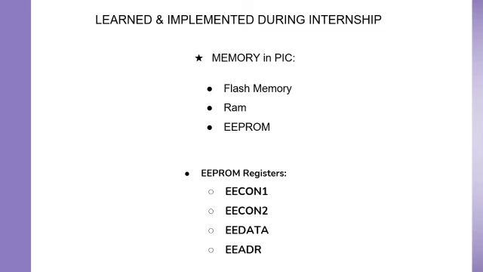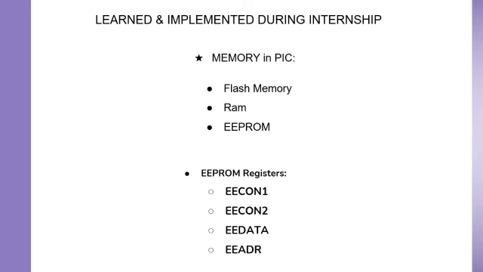Memory capacity of the PIC16F877A microcontroller unit. First is flash memory, whose size is 8K bytes, used to store the programs. Second is RAM. It has 368 bytes. It is temporary or scratchpad memory used during program execution. Third is EEPROM, which has a size of 256 bytes, used to store non-volatile data across power cycles.